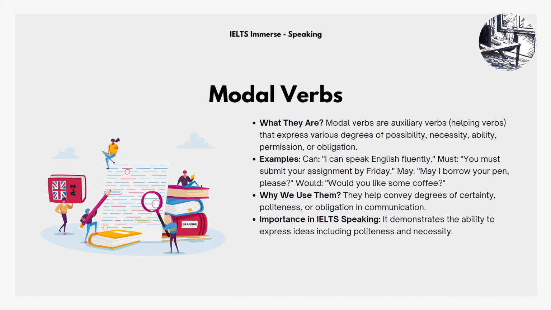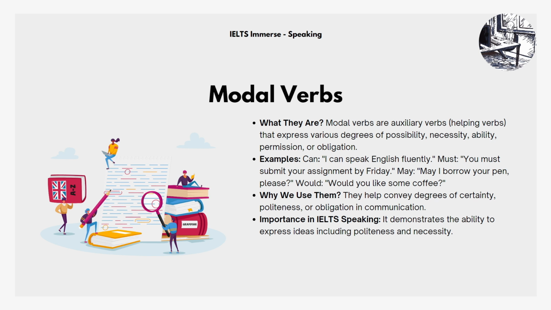Modal verbs. Now, of course, modal verbs are something we already talked about just a few moments ago when discussing conditionals. Modal verbs are auxiliary verbs, helping verbs as we call them, and they express various degrees of possibility, necessity, ability, permission or obligation. Let me give you some examples. I can speak English fluently. Can is the modal verb. You must submit your assignment by Friday. Must is the modal verb.